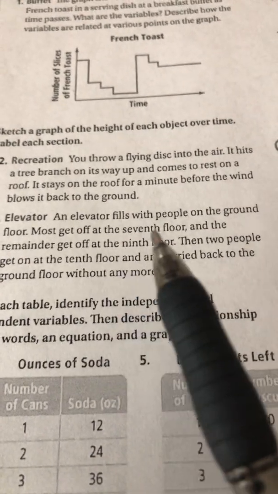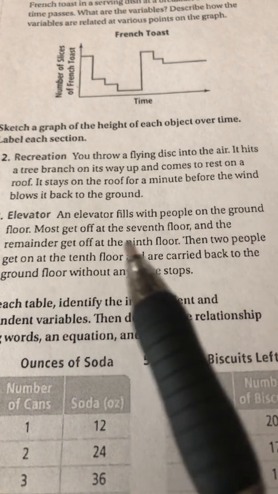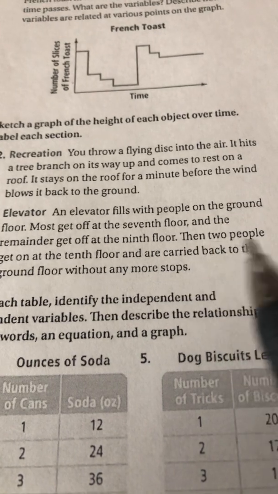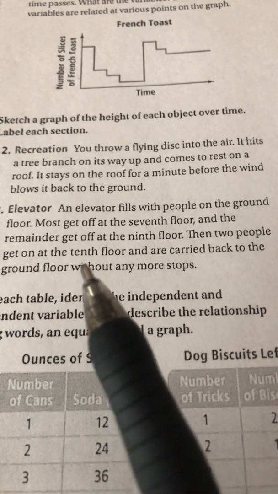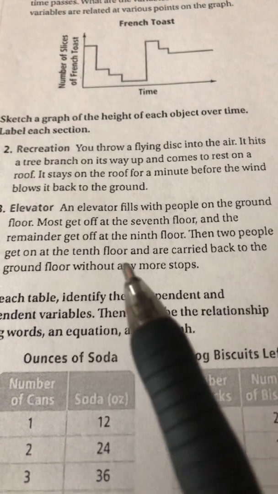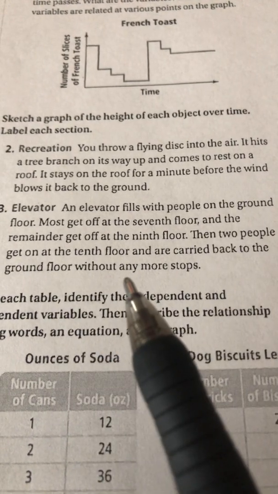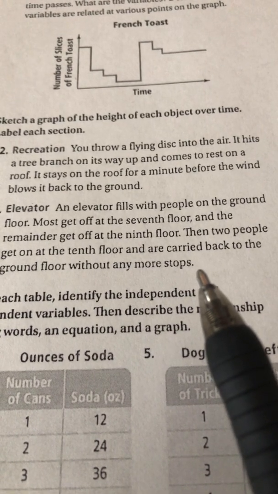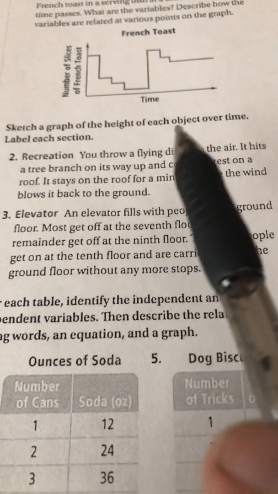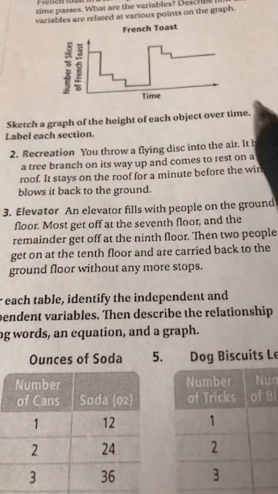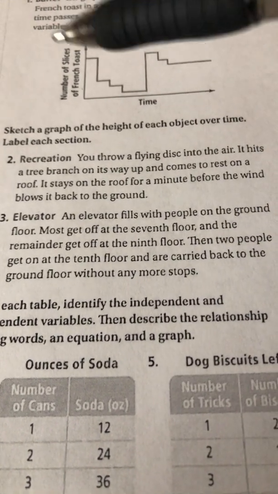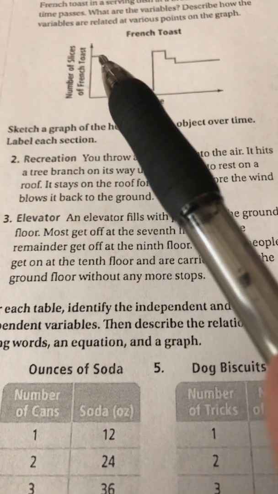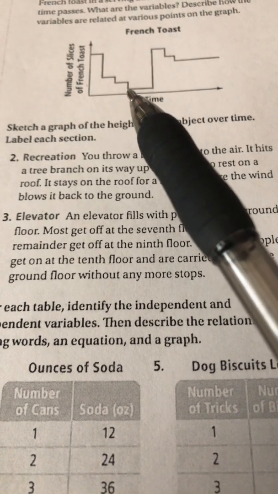For number 3, an elevator fills with people on the ground floor. Most get off at the 7th floor. The remainder get off on the 9th floor. Then 2 people get on the 10th floor and are carried back to the ground floor without any more stops. So, you might want to have as your independent variable the floors, what floor it's going to, and then maybe the number of people as the dependent variable. You start off with all these people, and then it goes down.